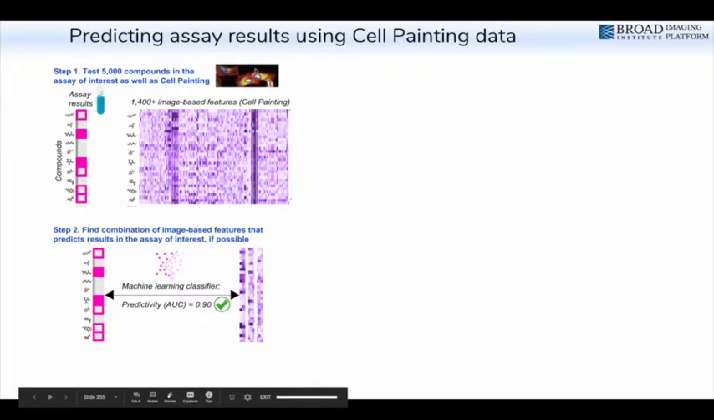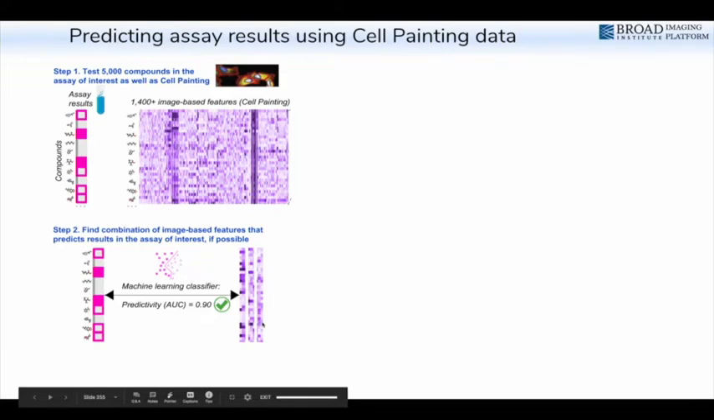The first step, step 0 here, is to develop some assay that has some biologically meaningful outcome that you care about. You could be testing drugs or genetic perturbations. Here, the example is with drugs. You take the results from a small set of drugs, and then you look at the Cell Painting features from that same set of drugs, and you try to train a classifier that can predict the outcome of the assay that you care about using the image-based data that you have available.